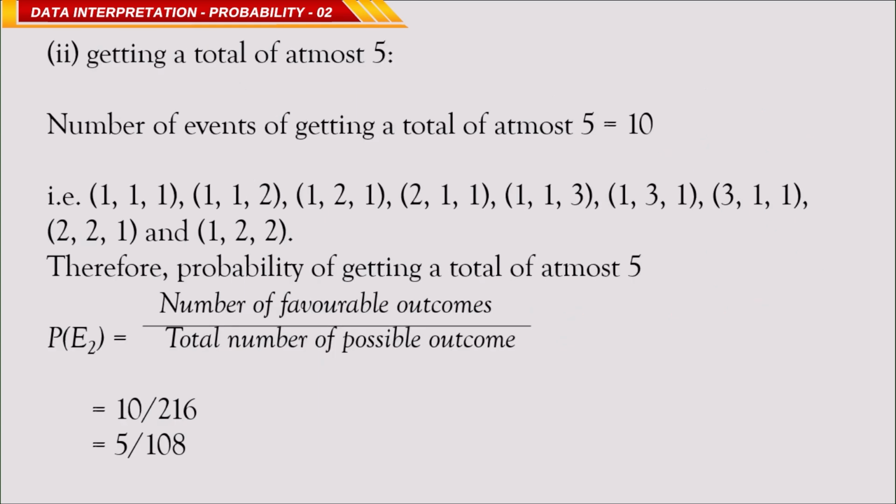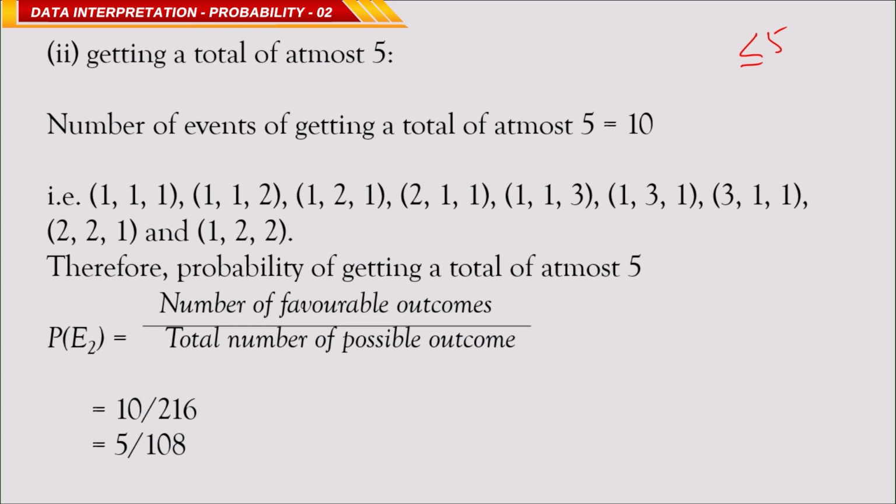Okay, and the next, getting a total of at most 5. At most 5 means maximum 5, so you have to consider less than or equal to 5. This is very important: at most means less than or equal to, at least means greater than or equal to. These are terminology used in probability, so that is very important.